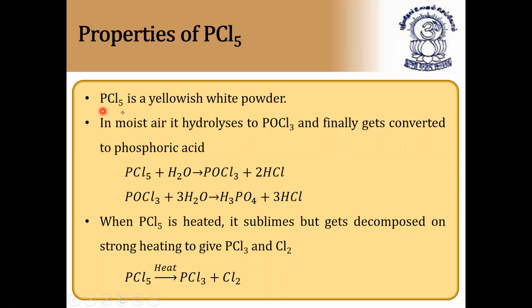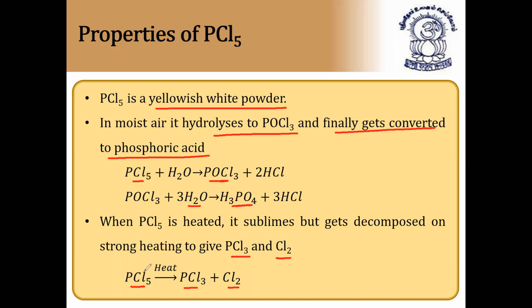Next, properties. PCl5 is a yellowish white powder. It's very important. It is solid in nature. In moist air, it hydrolyzes first into phosphorus oxychloride, POCl3, which finally changes to phosphoric acid and HCl. When PCl5 is heated, it sublimes, but gets decomposed on strong heating to give PCl3 and Cl2.